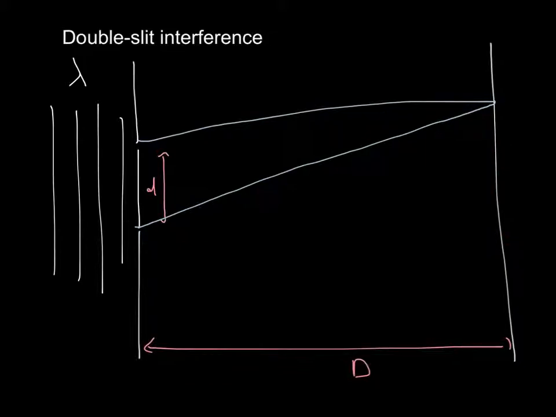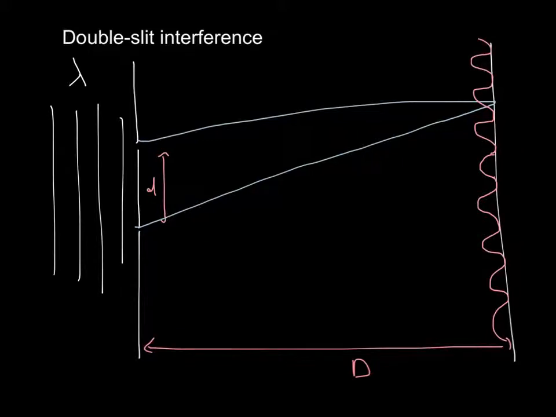So I expect to see something like this in an interference pattern. So something like constructive, because in the middle, both paths are the same, right? So this should be constructive, and then destructive, and then constructive, and so on, and so on. So this would be the intensity of light that I get on the wall.